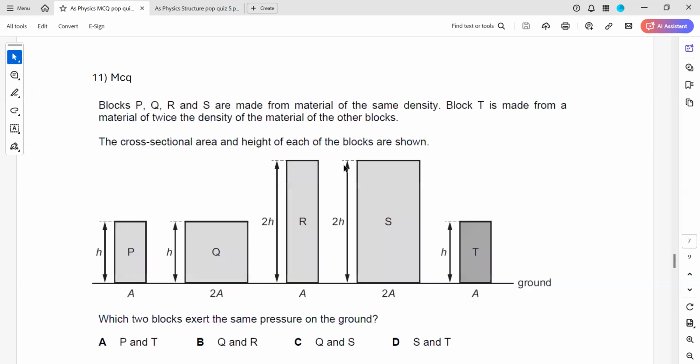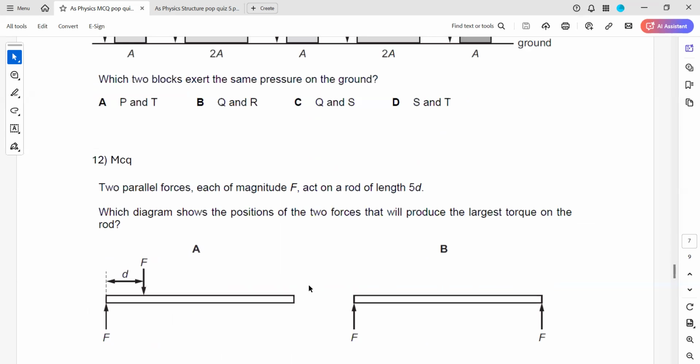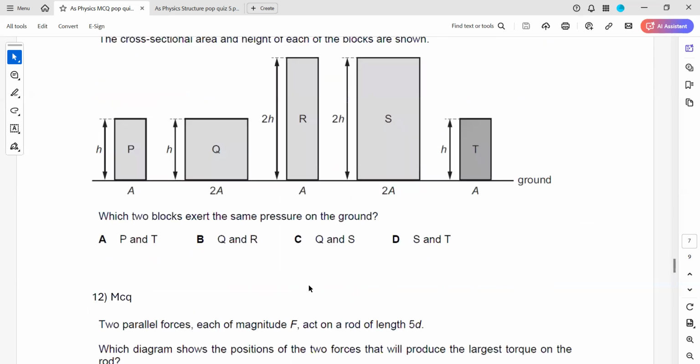Question 11 or 12, any doubt? Question 11, 12, any doubt? Question 11.